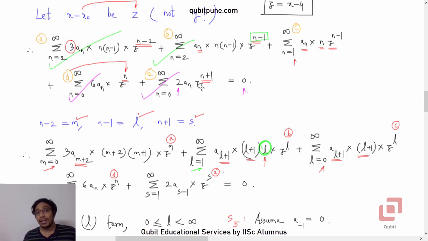Let's go to E now. In E, we have n plus 1 being substituted as S. Obviously, if n plus 1 is S, then n is going to be S minus 1. So this n will become S minus 1. Z to the power S will be there as it is. Let's now talk about the limits. Unlike the first terms, here the lower limit is going to increase by 1 because we have substituted for n plus 1. So if n is 0, then the lower limit on S will be n plus 1, or 1.